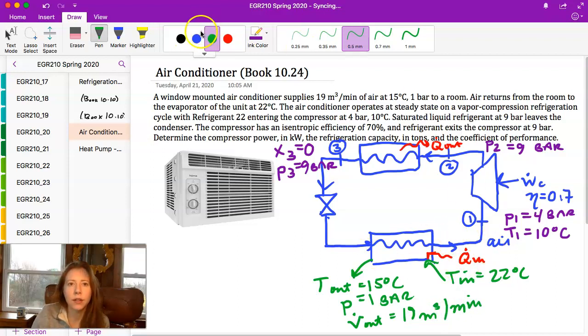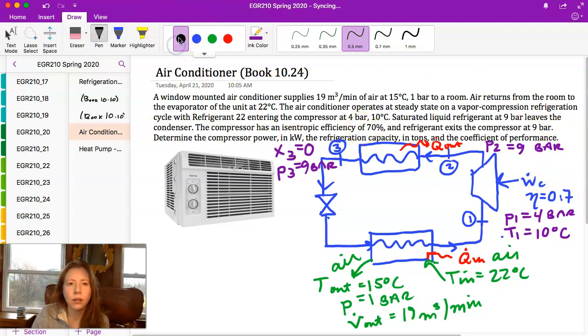Okay, so I'm going to make this clear. This is R22 up here. Down here is air. Okay, and I think I've gotten most of it here.